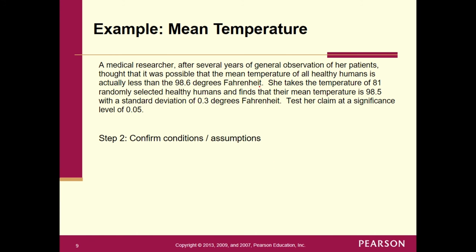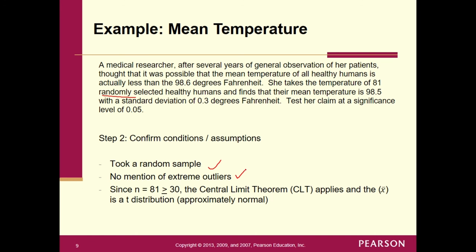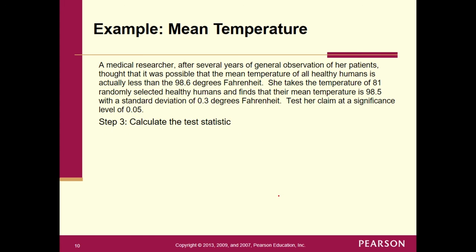Conditions, let's confirm those. Took a random sample, okay, check mark, because she randomly selected, okay? Next, no mention of extreme outliers. Of course, we can look at a plot to see that if we had the raw data. And then since n is equal to 81, which is greater than or equal to 30, the central limit theorem implies the sampling distribution of x bar is what? A t-distribution. It's approximately normal. So check mark.